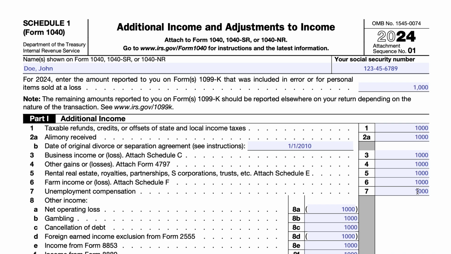In line 5, we're talking about rental real estate, royalties, partnerships, S corporations, trusts. So for that would require Schedule E, supplemental income. You would attach Schedule E and then report that line item here. For farmers, farm income or loss, that goes on Schedule F. That goes right here in line 6. Unemployment compensation, you would receive a copy of IRS Form 1099-G. Box 1 would show you the total unemployment compensation amount paid to you in the tax year. That's the number that would go in line 7.